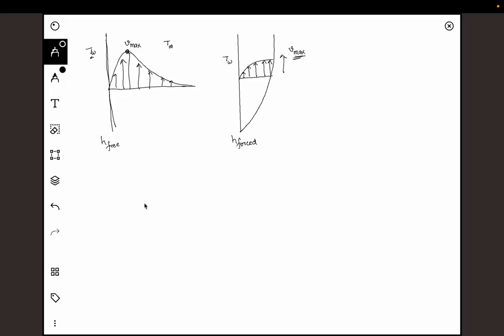So which one do you think will be higher? Let's say I ask H free by H forced. The question is, will it be greater than or less than 1? And why?